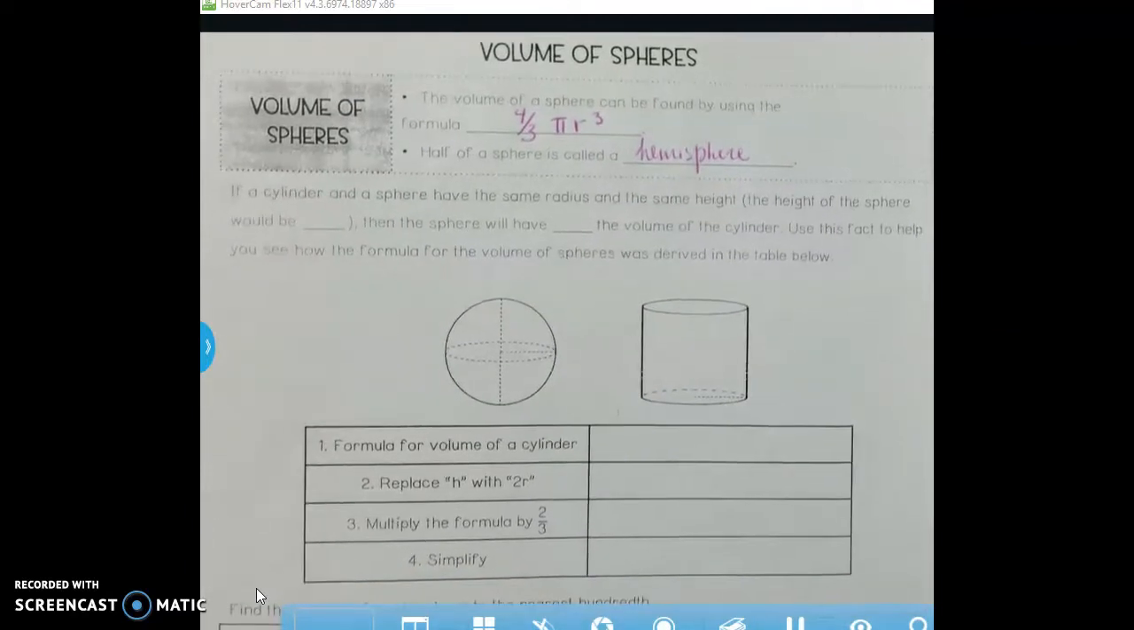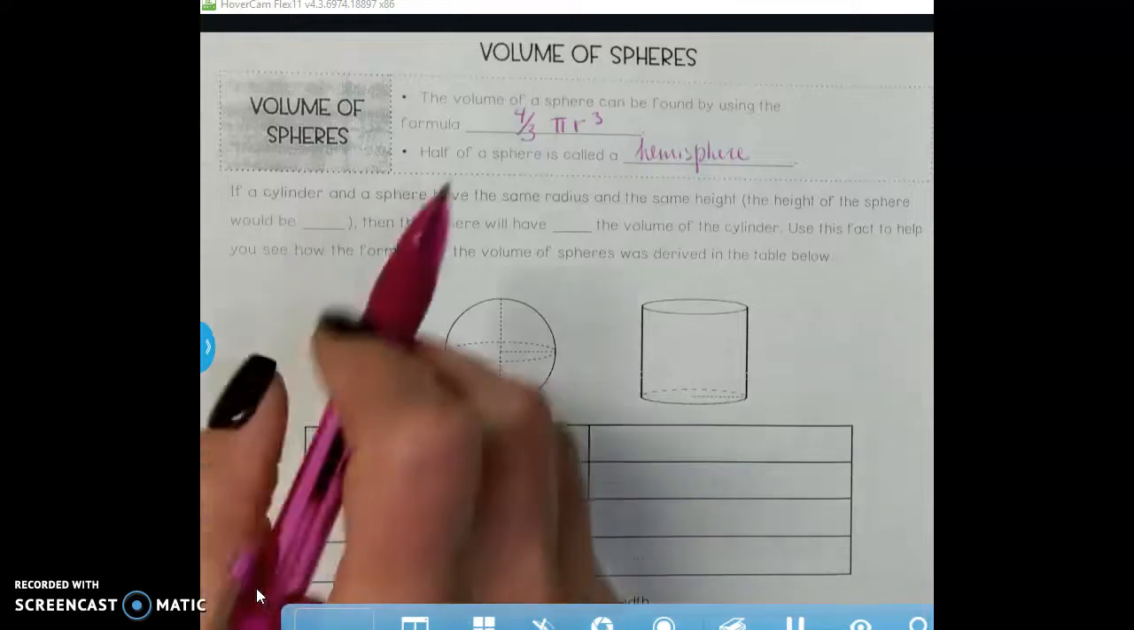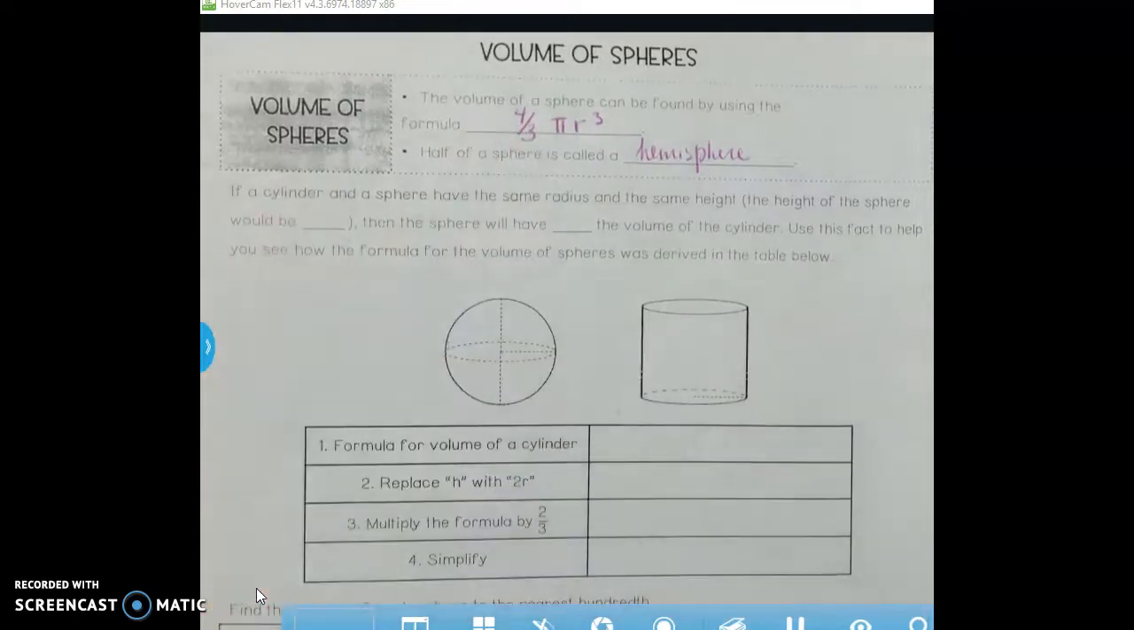Let's take a moment to talk about this formula, because I know it looks overwhelming. How in the world would you insert this number in the calculator? How would that work? If a cylinder and a sphere have the same radius and the same height, these two particular shapes are what they were referring to. How in the world did the formula come about? What specifically is happening?